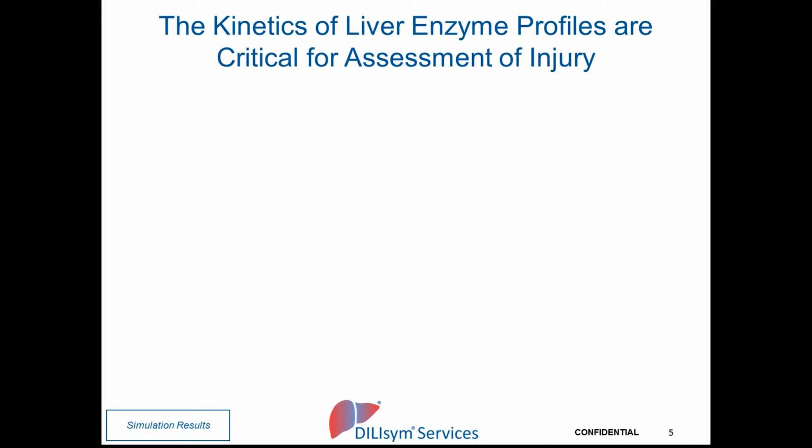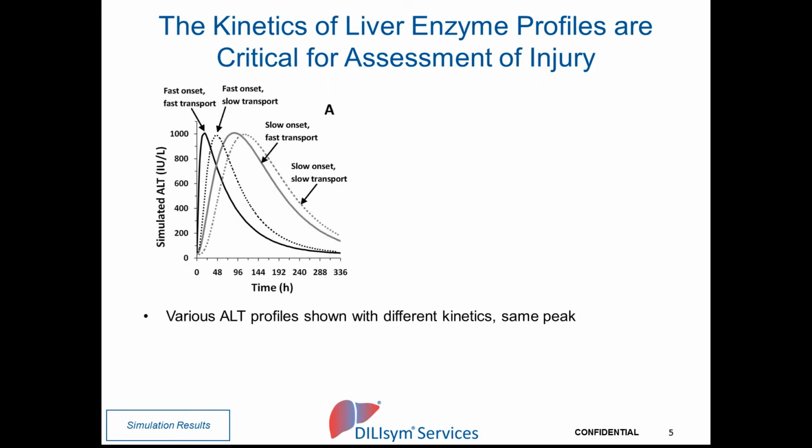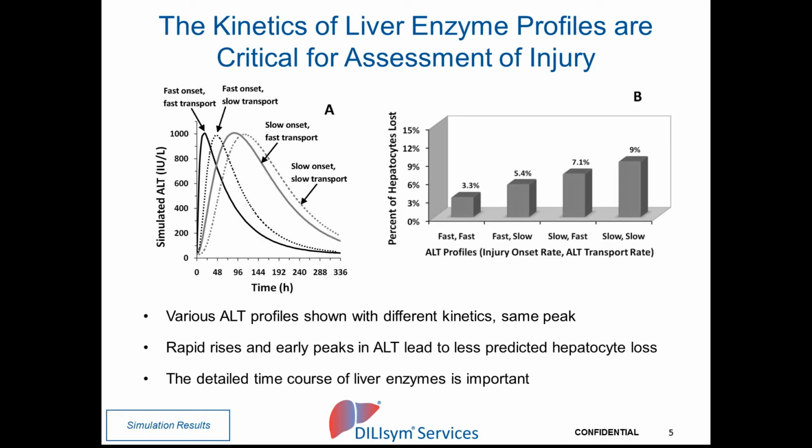A critical component of performing this particular analysis is understanding the dynamics, or the kinetics, of the liver enzyme profiles. Various ALT profiles can have the same peak value, but very different kinetics. There are 4 curves shown in this graph that show 4 distinct kinetic profiles. If you perform the analysis as I just described and play it forward, what you see is that the predicted ALT loss for each of these different curves is quite different, 3-fold higher in the one with the greatest area under the curve versus the one with the least amount of area under the curve. And what this highlights is that the detailed time course of the liver enzyme data is really important in enabling the prediction or the estimation of hepatocyte loss.